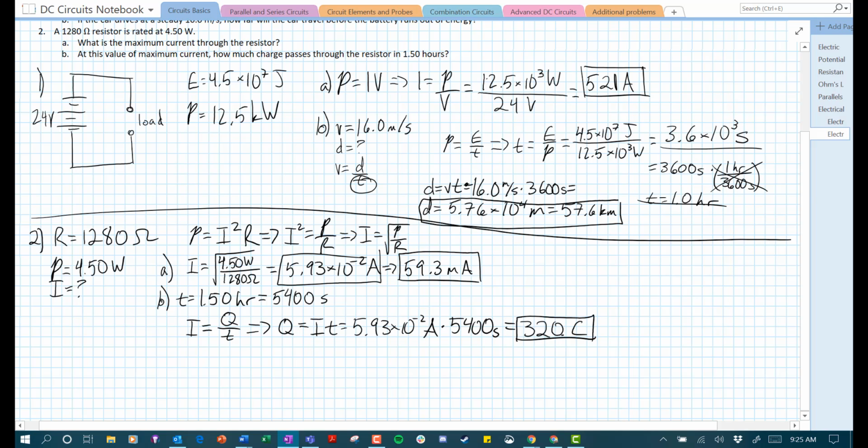So there's some power problems. Remember, P equals IV, and you can always use Ohm's law to derive the other two equations for power, although they are given on your equation sheet.